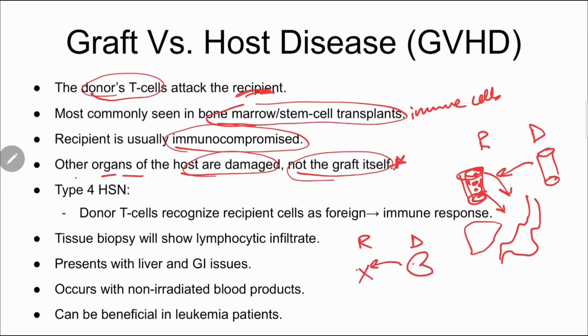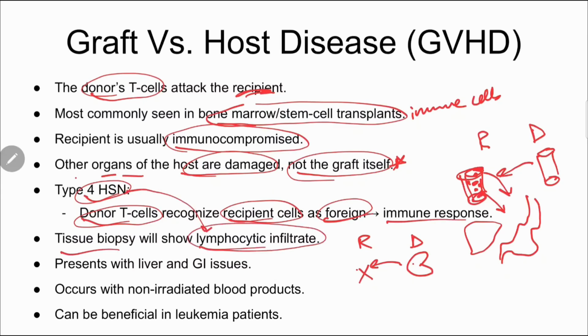Okay, so this is going to be a type 4 hypersensitivity reaction. Why? It's because the donor's T cells are going to recognize the recipient cells as foreign, and that will lead to the immune response. So remember, whenever T cells or lymphocytes are involved, it's going to be a type 4 hypersensitivity reaction. And again, whenever you do a tissue biopsy, because it's a type 4 hypersensitivity, you will see lymphocytic infiltrates, and they mainly present with liver and GI issues.